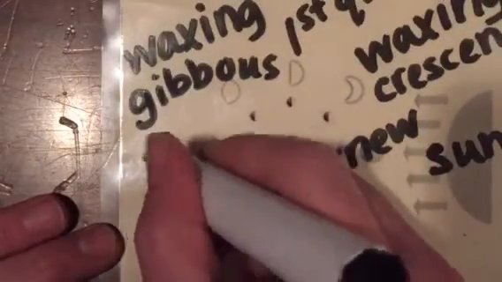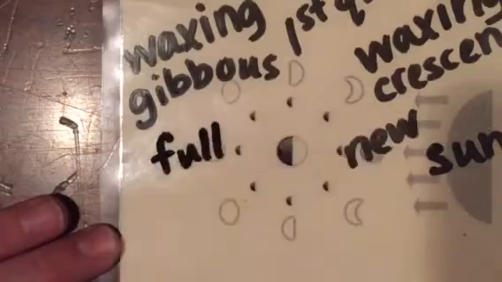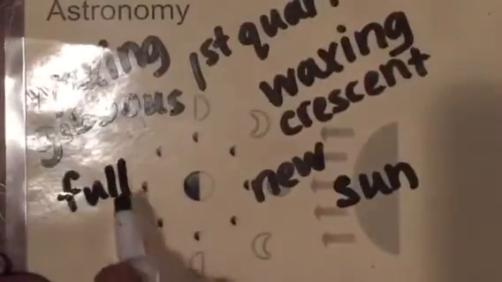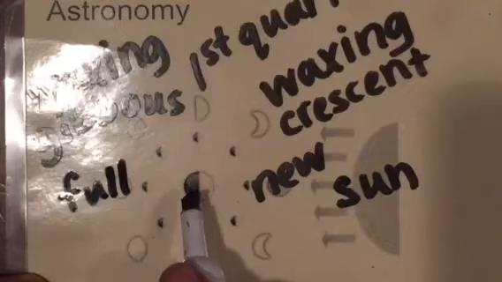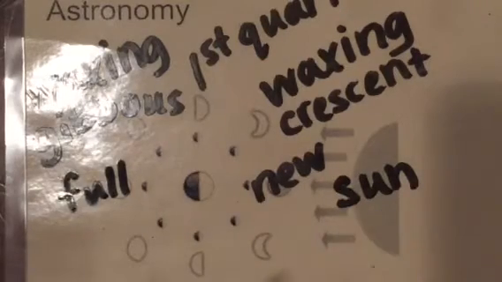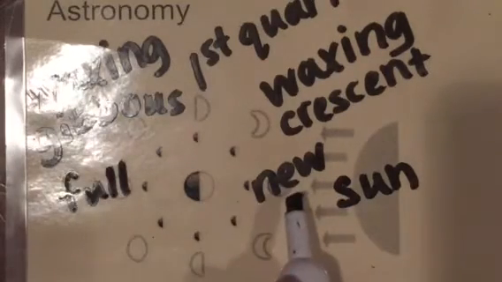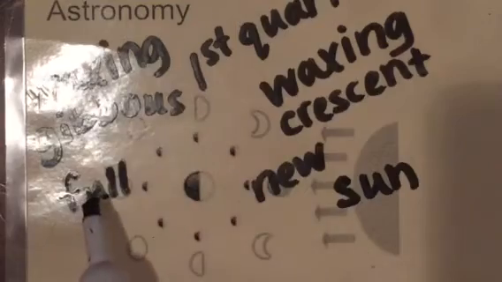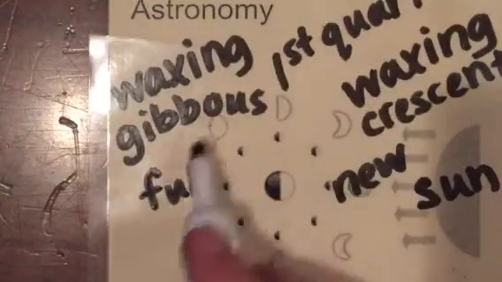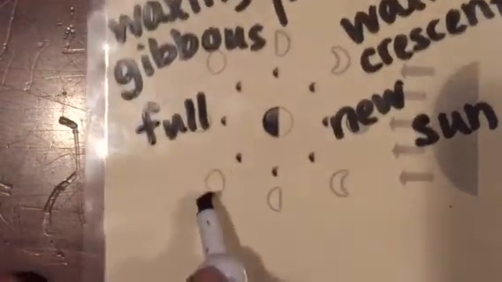The next phase is full, 100% visibility. It's when the earth is exactly in between the moon and the sun, and it is the opposite of a new moon. At this point, we've gone halfway through the lunar cycle, so about 2 weeks have gone by.